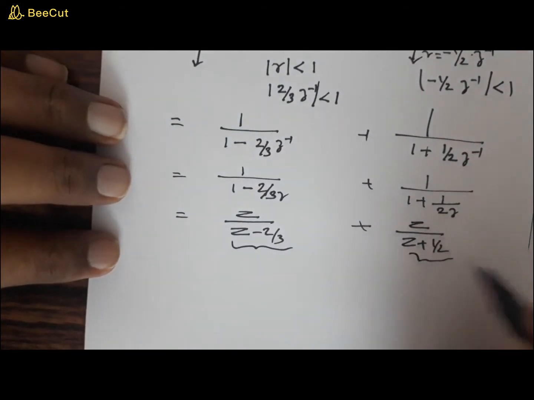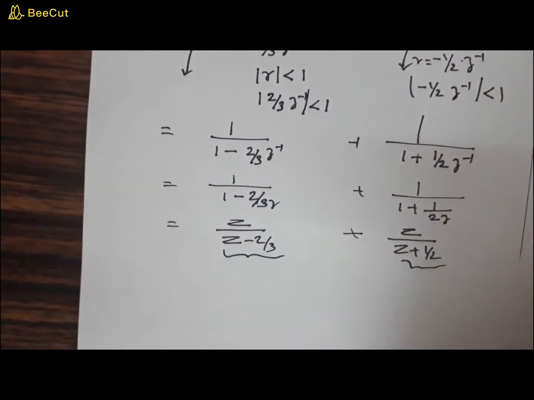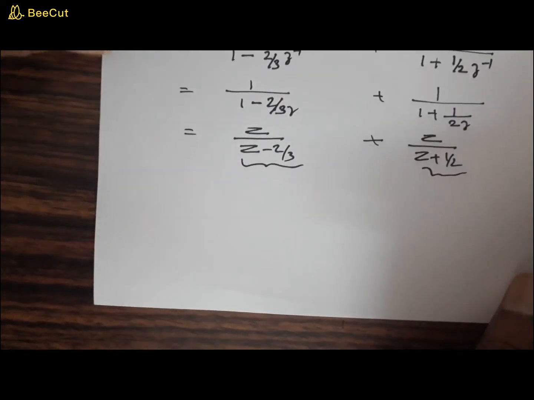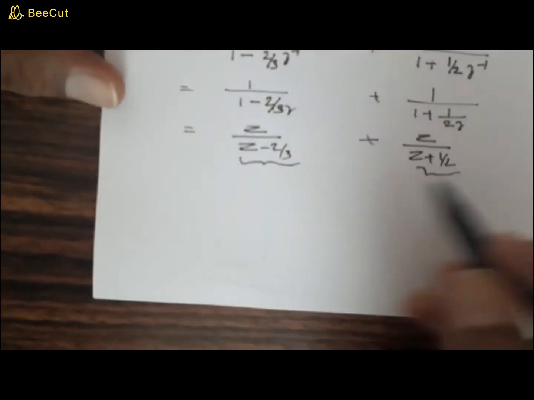So you got this as the z-transform of this. But the problem is not complete unless and until you find out a common ROC for this. Individually the ROC is, no, let's start from where we have stopped.